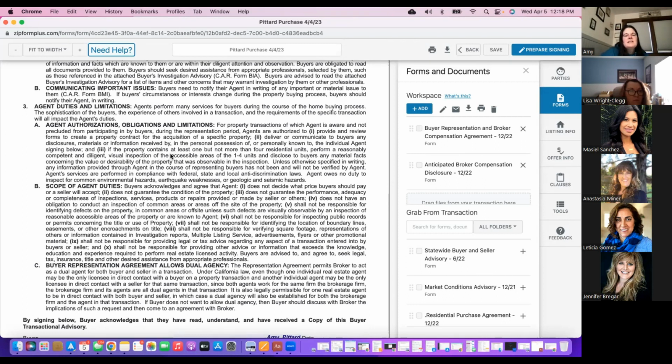And if the property contains at least 1, but no more than 4 residential units, perform a reasonably competent and diligent visual inspection of the accessible areas of the 1 to 4 units and disclose to buyers any material facts concerning the value or desirability of the property that was observed during the inspection. Unless otherwise specified in writing, any information provided through agent in the course of representing buyers has not been and will not be verified by agent. Agent services are performed in compliance with federal, state, and local anti-discrimination laws. Agent owes no duty to inspect for common environmental hazards, earthquake weakness, or geological and seismic hazards.